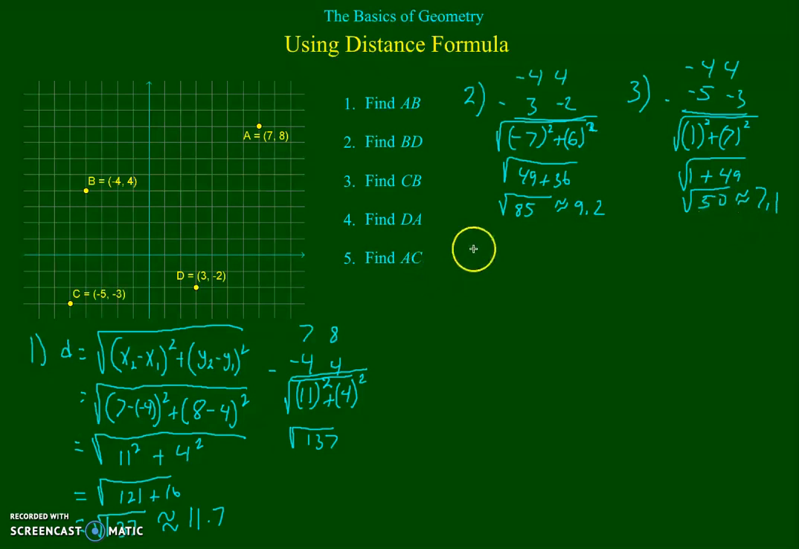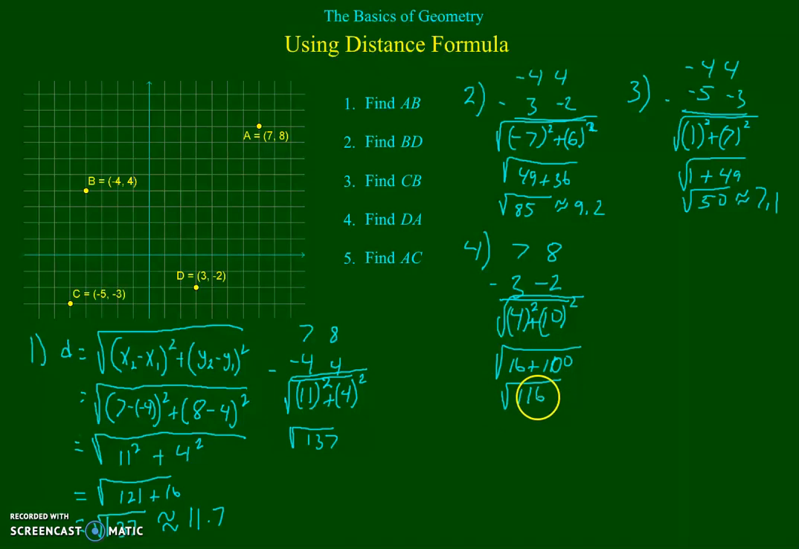All right, let's move on to number 4. And this is the length of DA. So we have this point and this point. So 7, 8, and 3, -2. 7 minus 3 is 4. 8 minus -2 is 8 plus 2, 10. And we do our SAS: square, add, square root. So we have the square root of 16 plus 100, which is square root of 116.